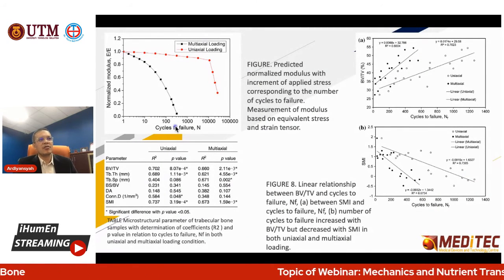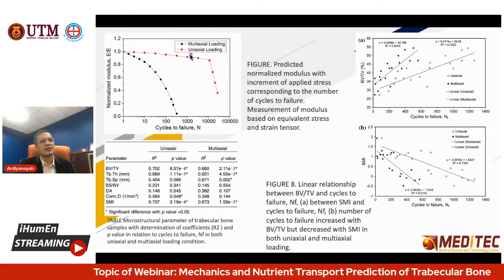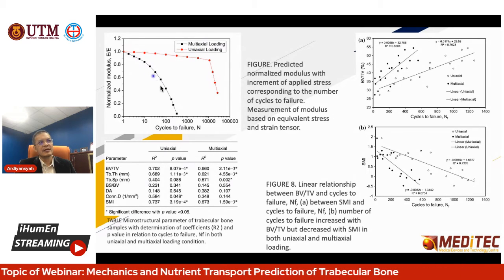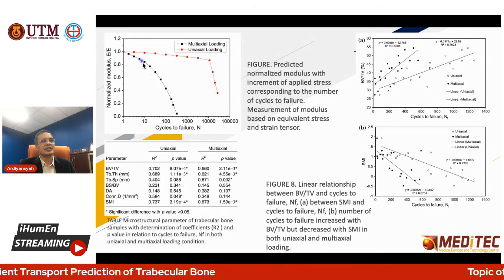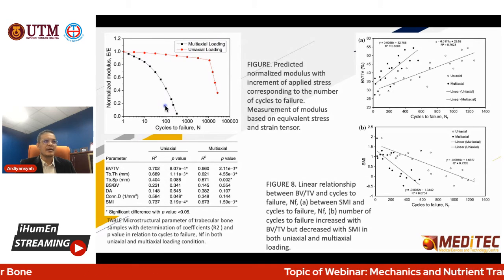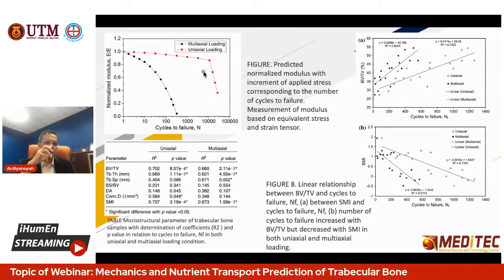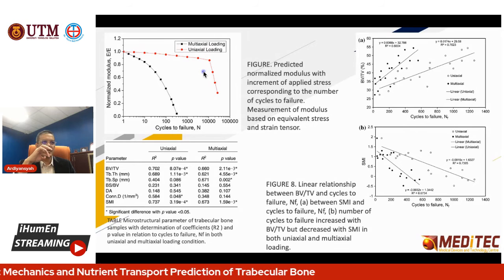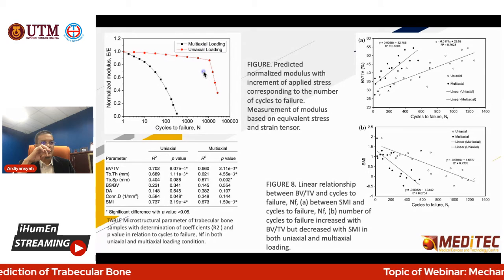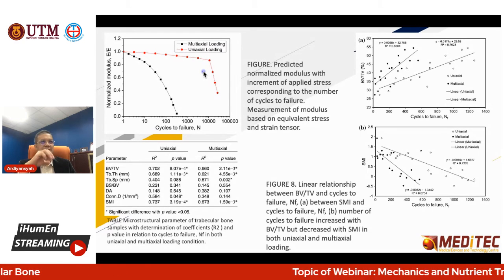Okay, this is another comparison: multi-axial loading and uniaxial loading. If you see here, in the multi-axial loading the strength degrades really fast. That's why the failure is very fast compared with the uniaxial. Multi-axial means you combine the loads, your torsional with the compression.